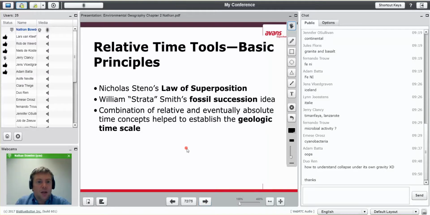So Nicholas Steno, or Niels Stensen, had the idea of the law of superposition, which means, it seems so obvious, but if something's underneath something, it's older, right? So if you have different layers of Earth as you look through time, a lower strata will be older. William Strata Smith talked about fossil succession.